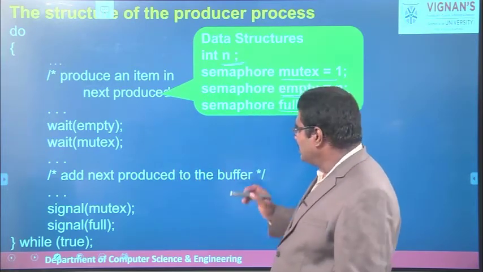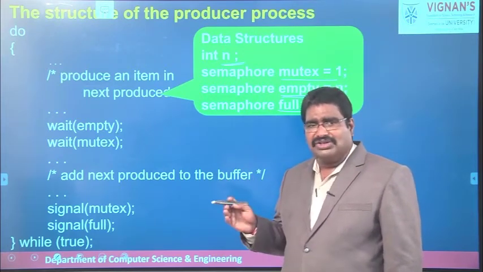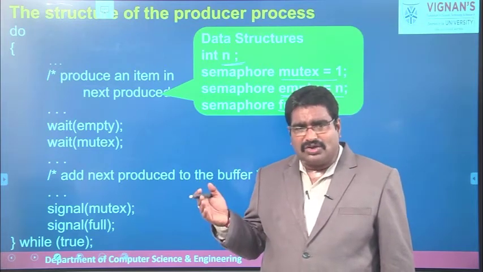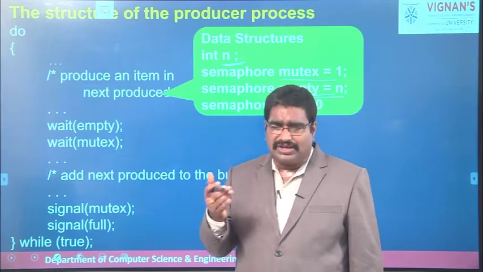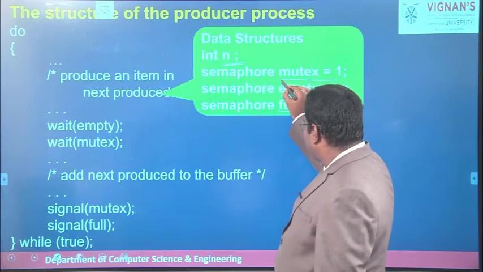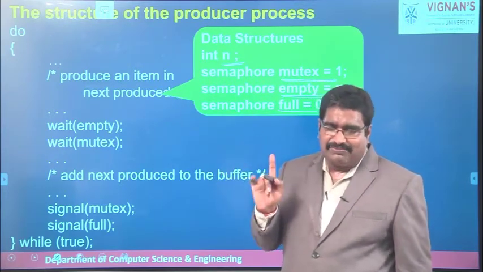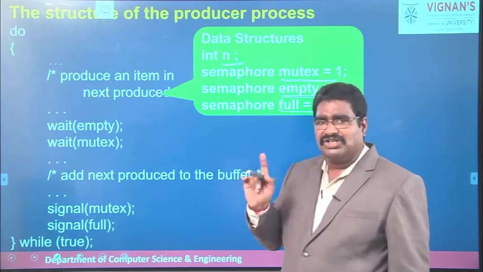And next, there is another type of semaphore, the counting semaphore. What is the use of the counting semaphore? These semaphores are used to count how many resources are available. That is, for counting purposes, we use the counting semaphore. In our example, mutex is a binary semaphore and its initial value is 1. Please note down, the mutex is a binary semaphore and its initial value is 1.